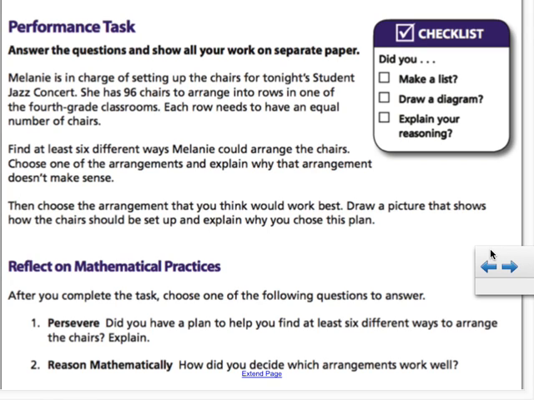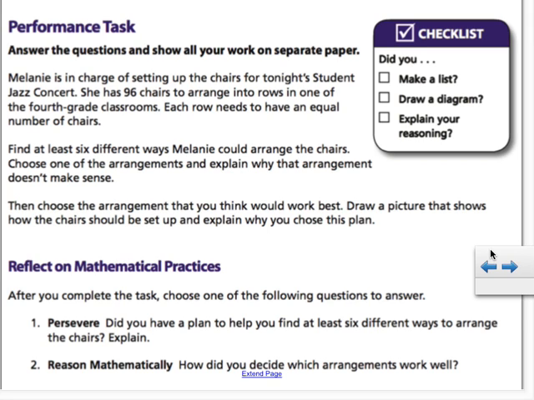So the first thing you can do for any performance task, and hopefully you're starting to realize this for yourself, is read carefully. That's the first best way to help you get off to a good start. So here we go. Answer the questions and show all your work on a separate paper. Why do they insist on separate paper? Probably because there's not enough space for you to show good work on this book. So separate paper helps you show all the good work that's going on in your head.